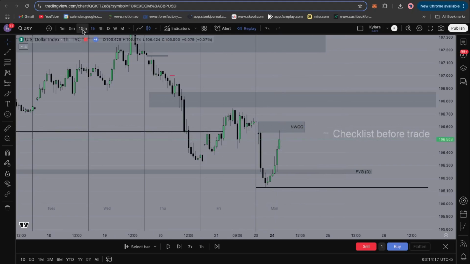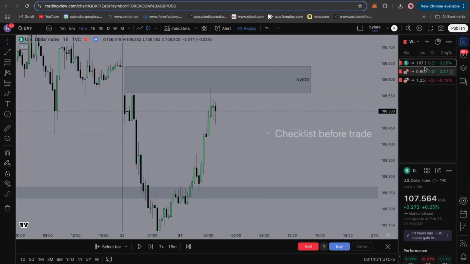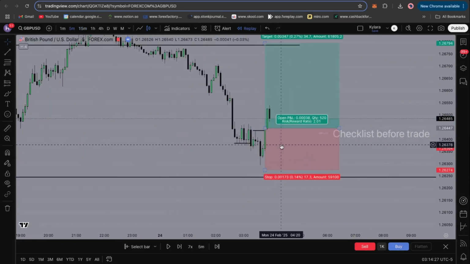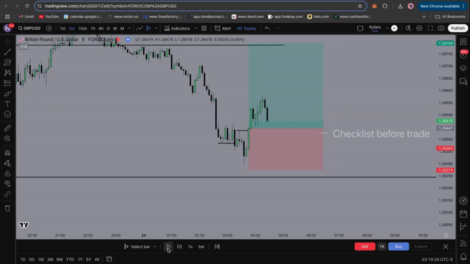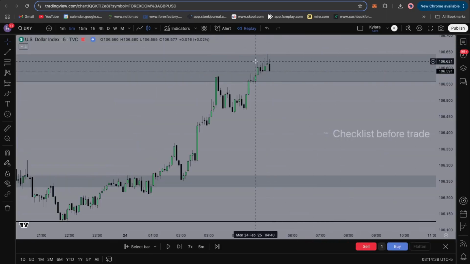So I would definitely say I had FOMO. Once we made this rejection, which is a pretty clean rejection, I got in with this trade here. We had a shift on the 5 minute, there's 1 minute as well, and I entered in. And as you could expect, this trade got stopped out as DXY filled the rest of the gap.